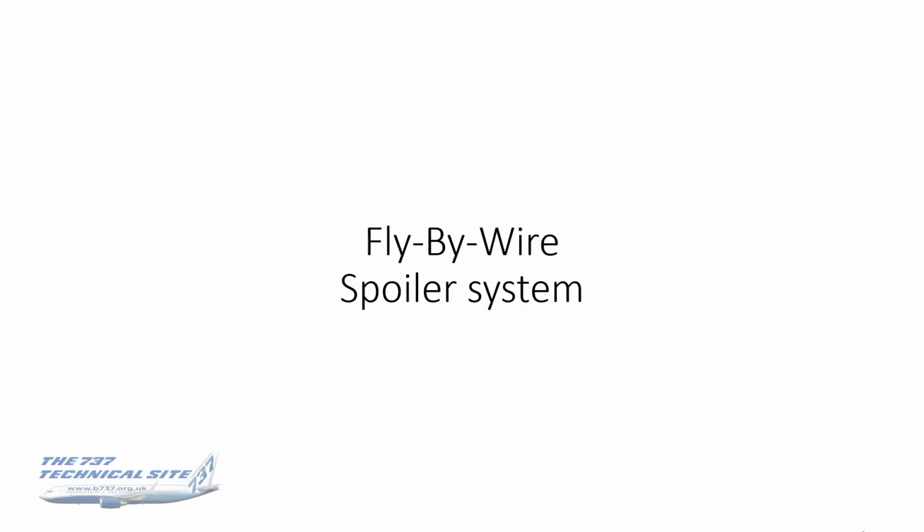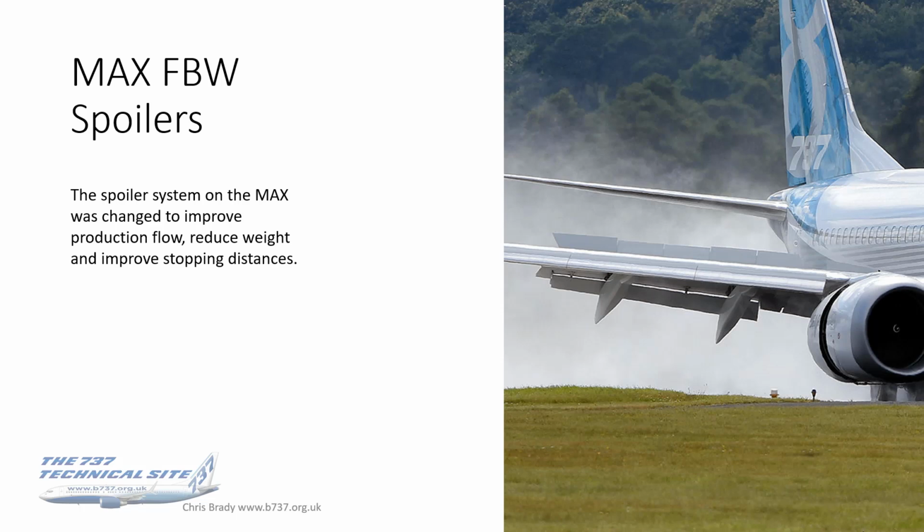Okay, onto the fly-by-wire spoiler system. So the whole spoiler system on the Max was changed. I mean, significantly changed. Ripped out and started again, really, to improve the production flow, reduce weight, and improve stopping distances. So it wasn't all about weight. Certainly for us as crew, it improves the stopping distances, and we like that.